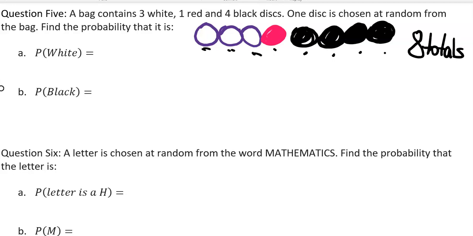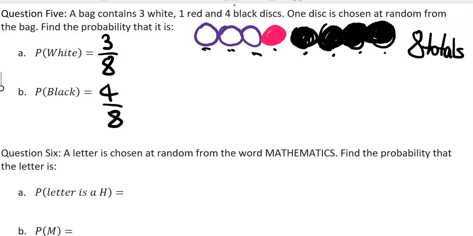Well, we have 3 white. So there's 3 ways I could choose a white, out of how many discs in total? There's 8. I've got a 3 in 8 chance of choosing a white. Probability of choosing a black is going to be 4 blacks out of my 8, so I've got a 4 out of 8 chance of choosing black.